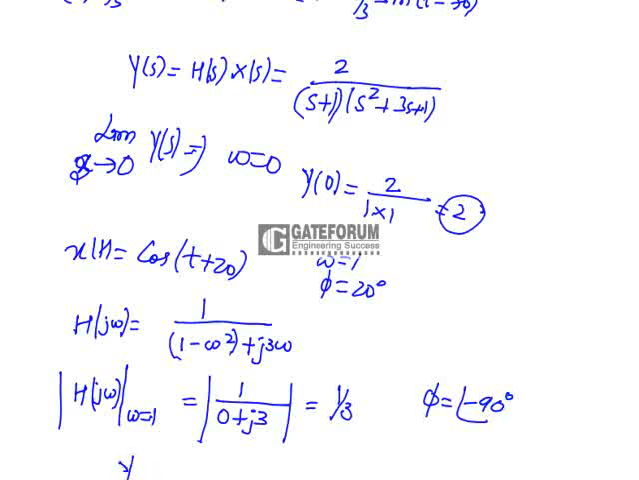Now what is the output y(t)? Y(t) should be multiplied with the magnitude. What is the magnitude of x(t)? Only 1. The magnitude of y(t) is 1/3. So this is 1/3 into 1 cos(t + 20°), with phase minus 90 degrees. So this is equal to 1/3 cos(t - 70°). Option C is the correct answer.